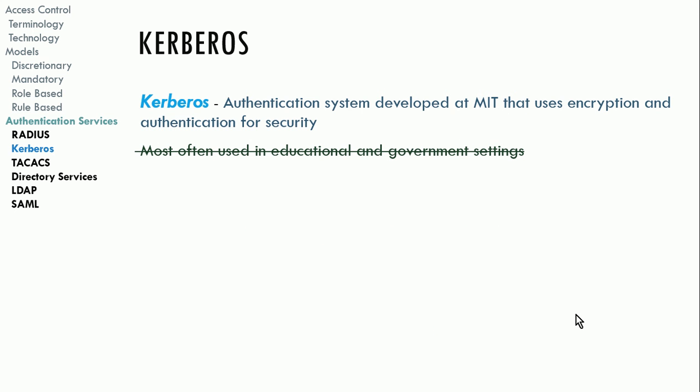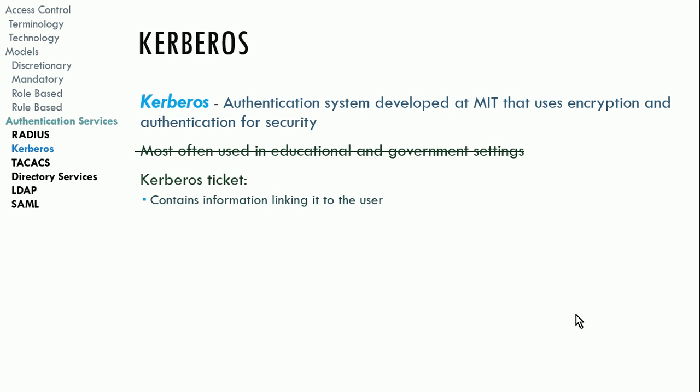In the book, they talk about how it was most often used in educational and government settings, which is not true. Kerberos is the standard authentication protocol used in Windows Active Directory. Microsoft Windows Active Directory services is probably the most common network authentication service in the world. Seems like almost everyone uses Active Directory. I'm sure that if you have a job somewhere, there's probably a 95% chance you're using Active Directory. So Kerberos is probably the most commonly implemented of these authentication services. I would say it's rather ubiquitous at this point.